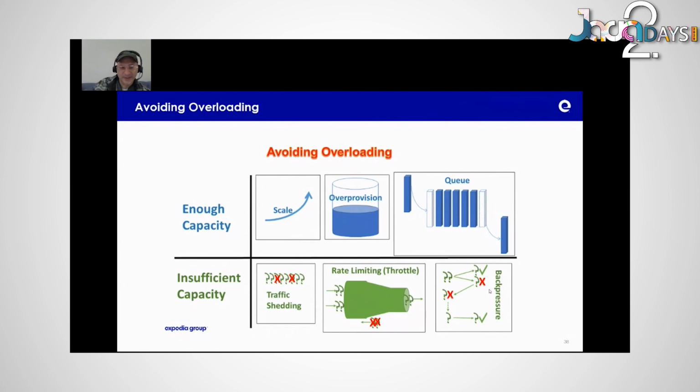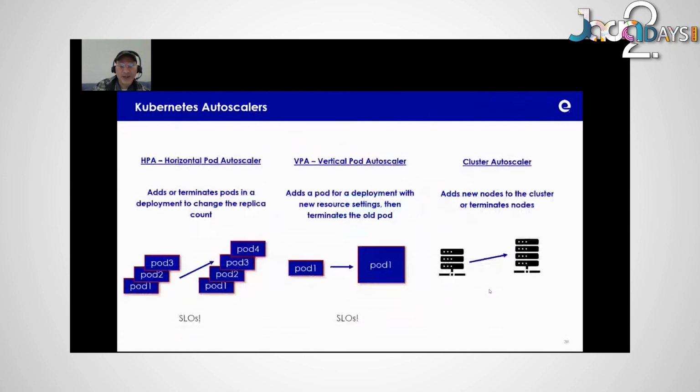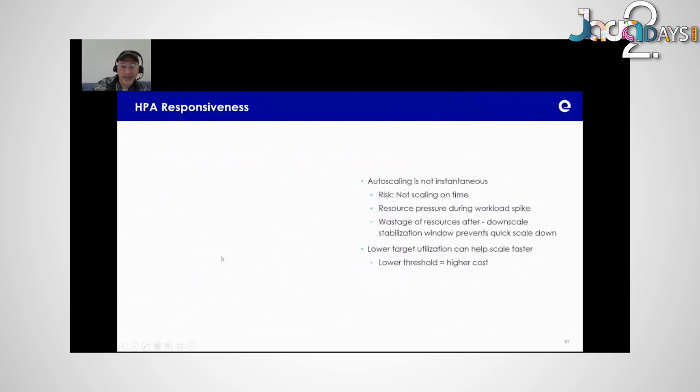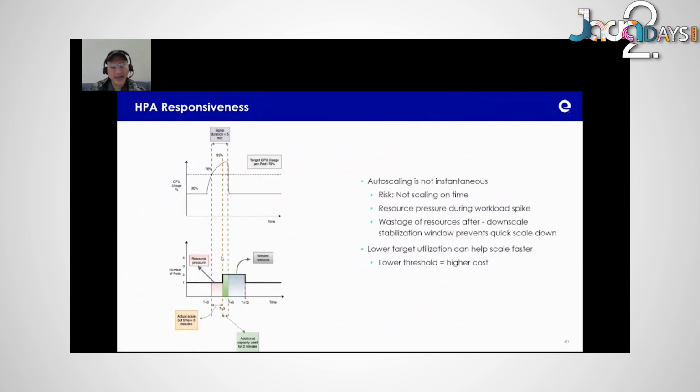Within Kubernetes, there's a bunch of different scalers. The cluster autoscaler is about increasing the number of nodes in the system. The vertical pod autoscaler is not very mature and not used that much. The main system that you want to know about is the HPA, the horizontal pod autoscaler, which is increasing the number of pods in your system. And the thing you need to know about this one is that it's not instantaneous, okay?